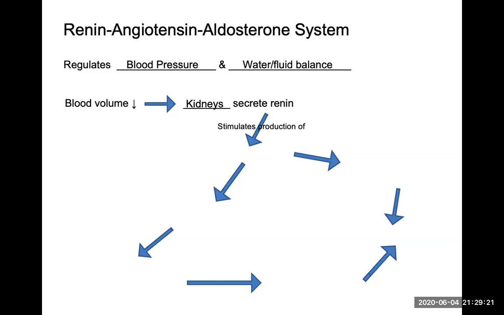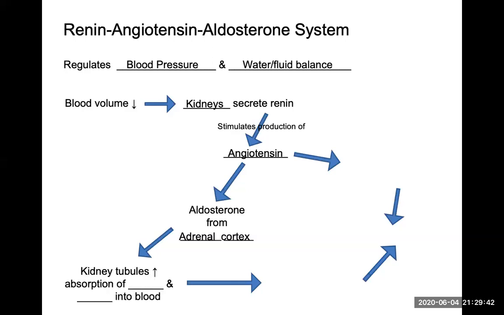And renin acts on angiotensin. So renin will stimulate the production of angiotensin, and angiotensin has a twofold effect. The first effect of angiotensin is that it tells your adrenal cortex, which is in your adrenal glands on top of the kidneys, to secrete aldosterone. And aldosterone is important for retaining water and retaining sodium. So aldosterone will tell your kidney tubules to increase sodium and water reabsorption back into the blood.